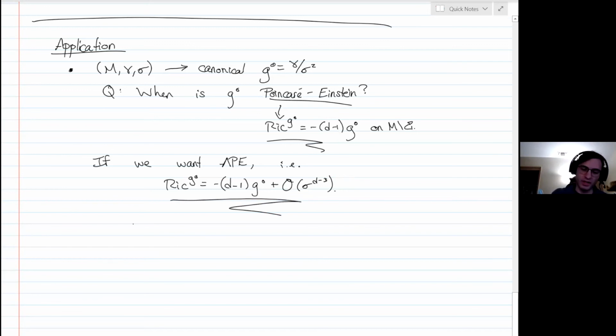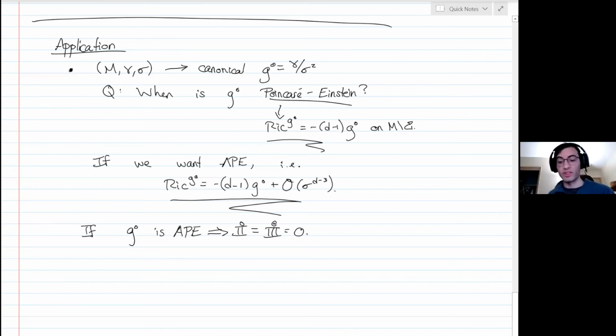It turns out that if G0 is APE, if it is an asymptotically Poincaré-Einstein metric, then that means that the second fundamental form and the third fundamental form both have to vanish identically. They didn't know that this thing, the third fundamental form, was called that at the time. They called it the Fialkow tensor, but this is a thing that was known.